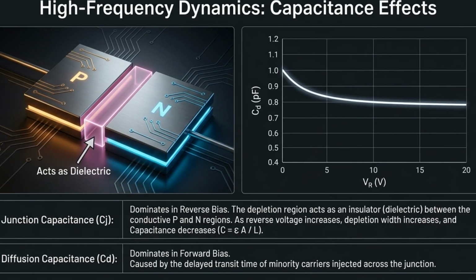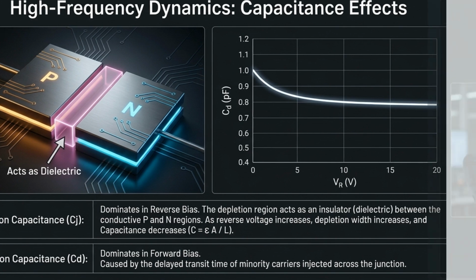At high frequencies, capacitance effects become important. Junction capacitance dominates in reverse bias, as the depletion region acts as a dielectric. Diffusion capacitance dominates in forward bias, caused by the delayed transit time of minority carriers.